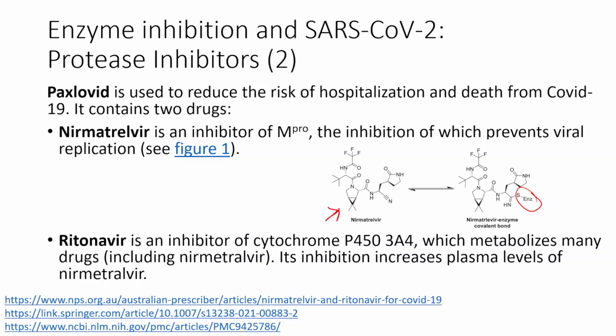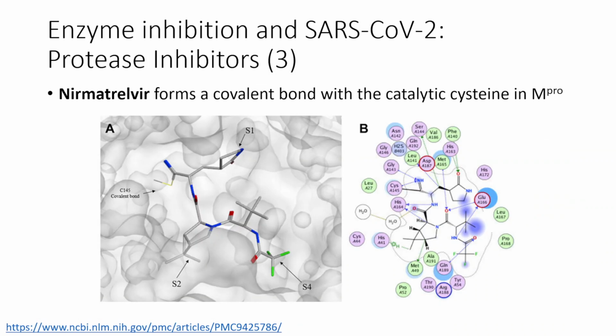The other drug that's in Paxlovid is called ritonavir. Ritonavir is an inhibitor of cytochrome P450-3A4, which is in your liver and it helps to metabolize a lot of drugs, including nirmatrelvir. So ritonavir basically is there to slow your body down from breaking down nirmatrelvir so it lasts longer in your body. And I just threw in another little picture of nirmatrelvir in the active site of the Mpro enzyme. So it just fits right in there. It forms a covalent bond, which this arrow is pointing to.